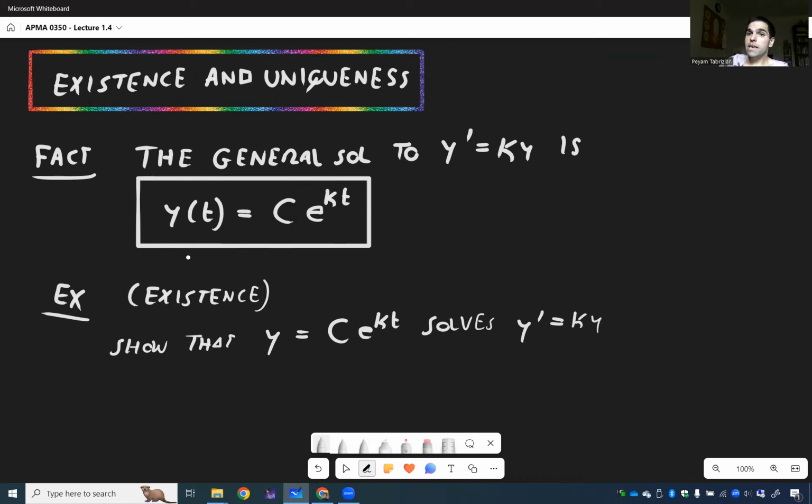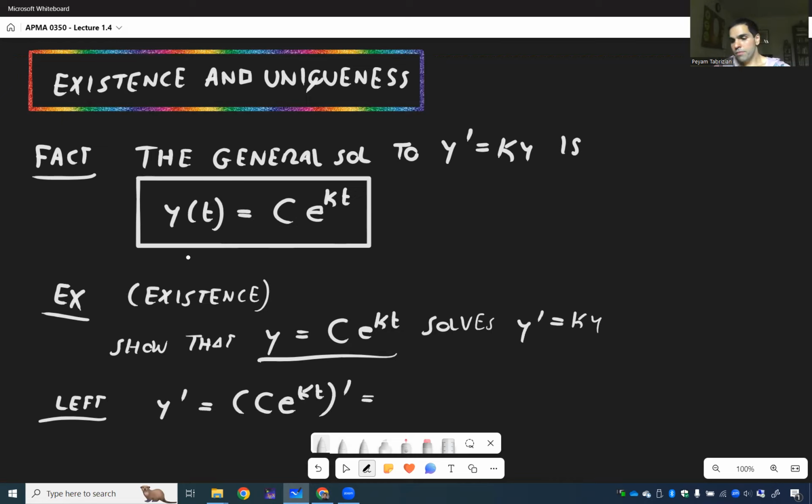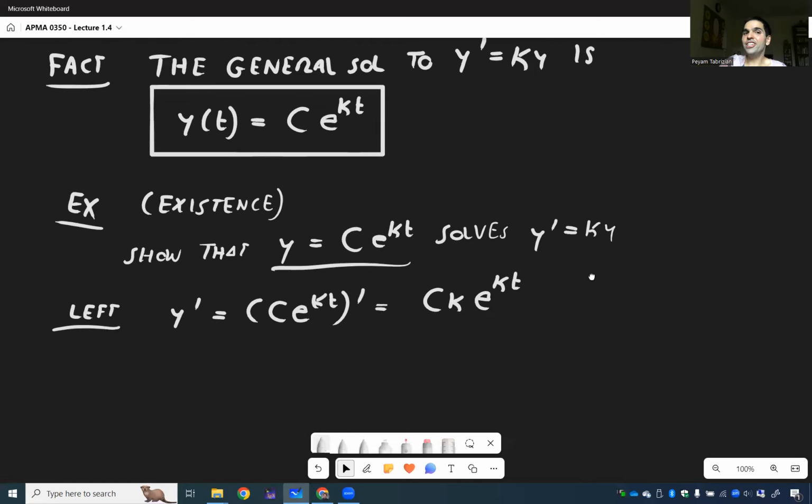Well, same as before, what do we do? We plug in ce to the kt on the left-hand side and on the right-hand side and see if it matches. So on the left, we had y prime, which is ce to the kt prime. And again, using the chain rule, this becomes ck e to the kt.